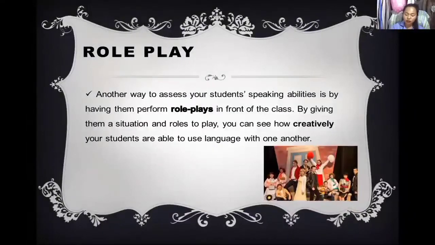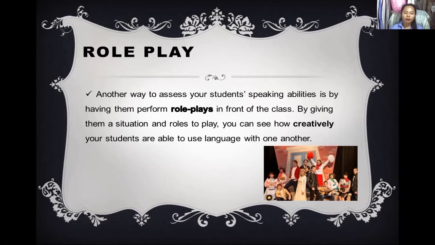The third one is the role play. So how can role play help us to assess the grammar skills of our student in terms of speaking ability, given by teachers to the student, and how the student becomes creative with the character that he or she has. Okay, and also in terms of gestures and pronunciation of the student in front of the class.